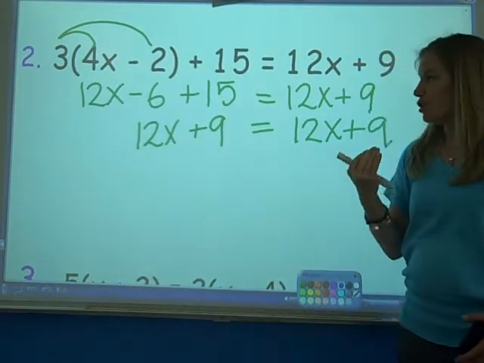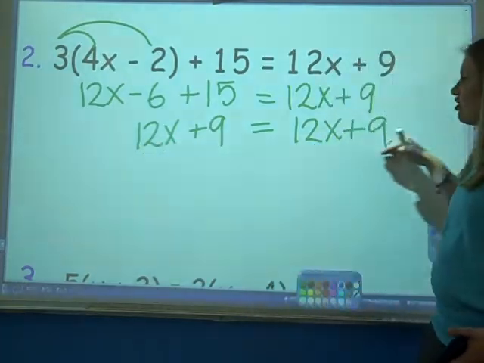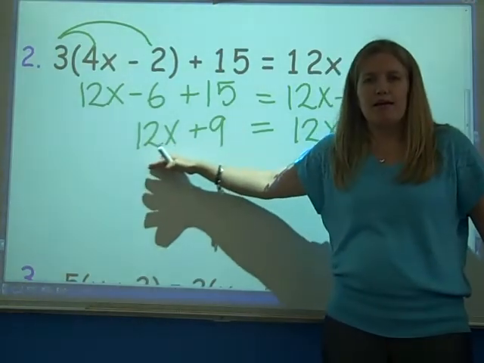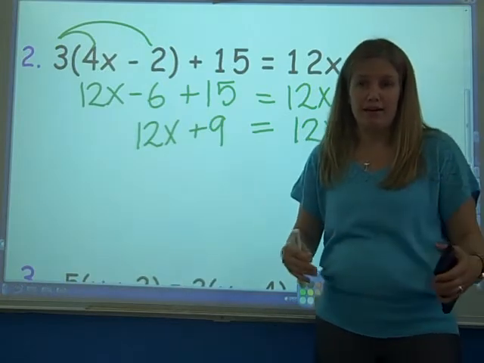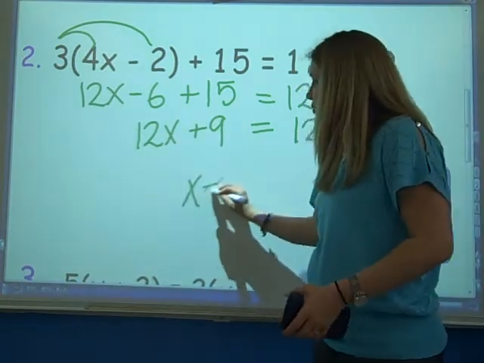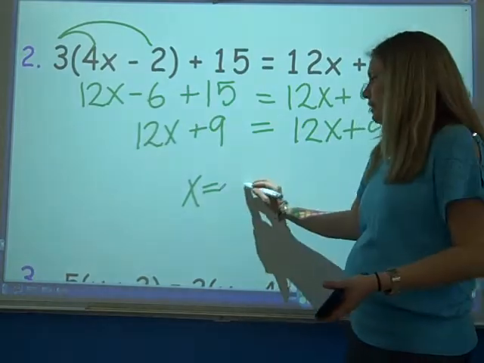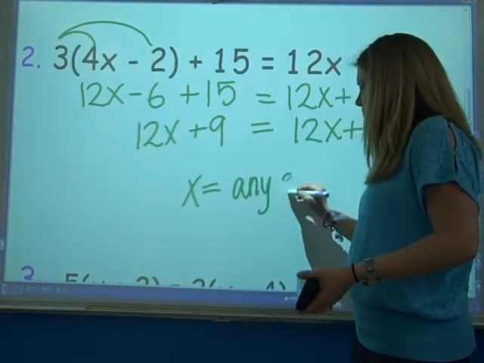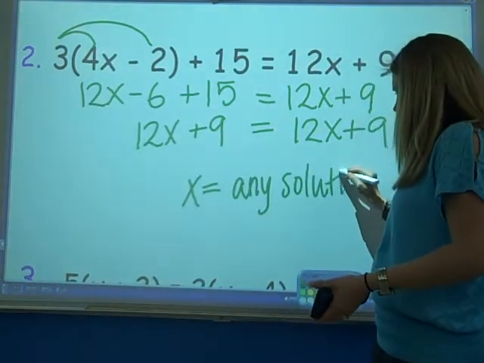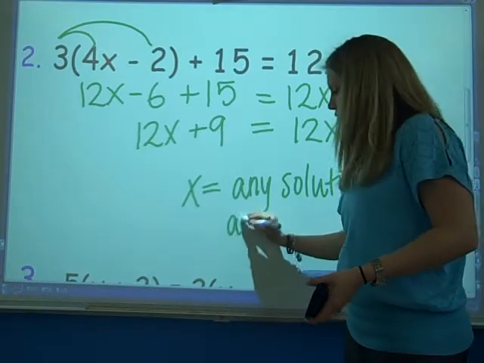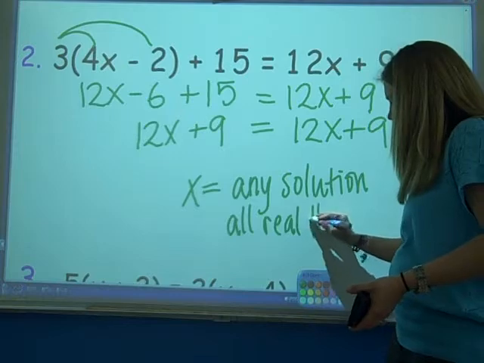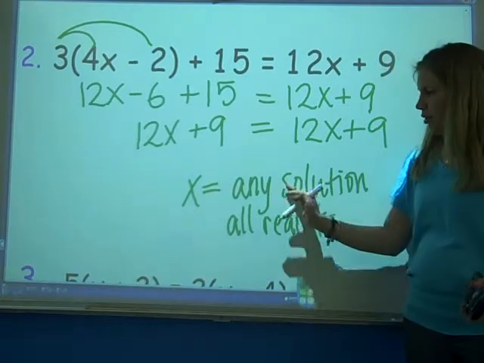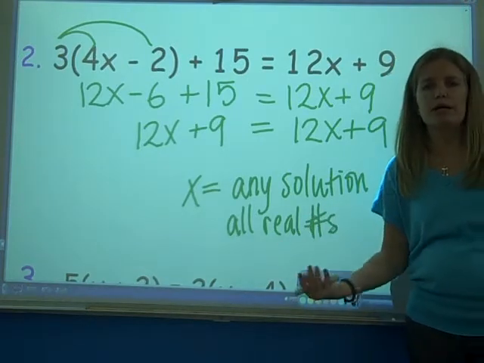What that means, if you see that they are the exact same thing, then it can be any answer that you could plug in there. So x equals, and what we write for any, you could write any solution. You can also write all real numbers. Okay? Either one of those is fine. So any number you plug in would work.